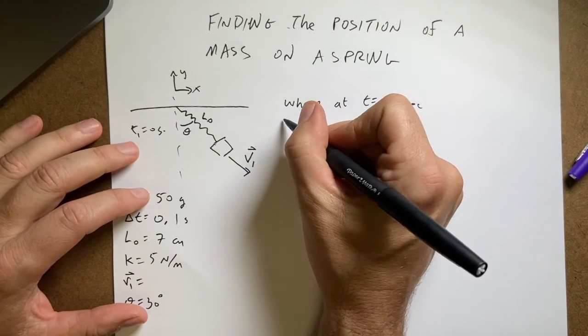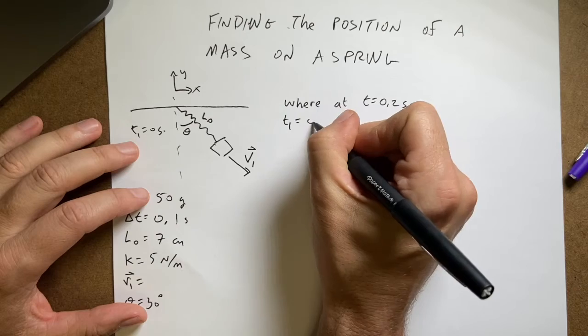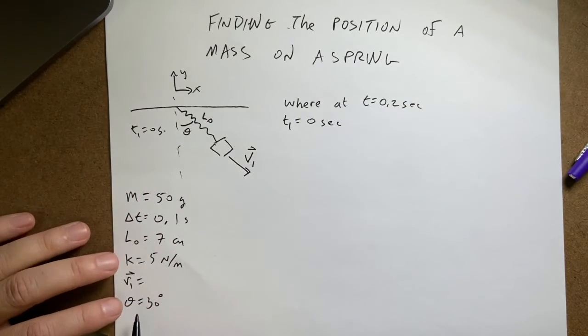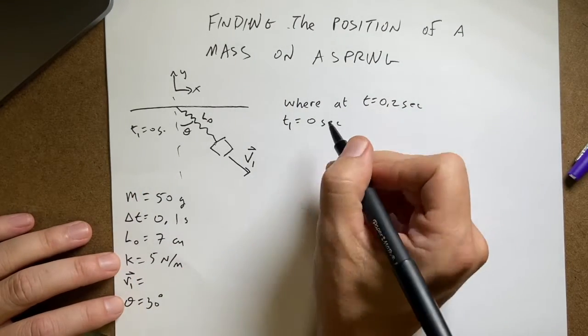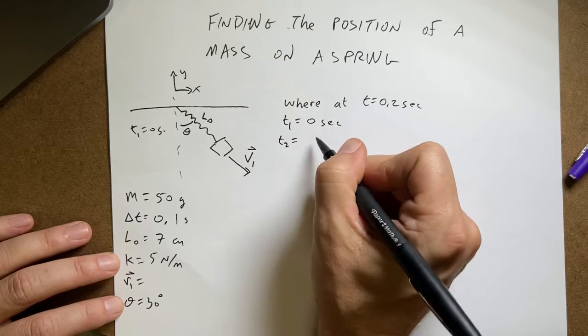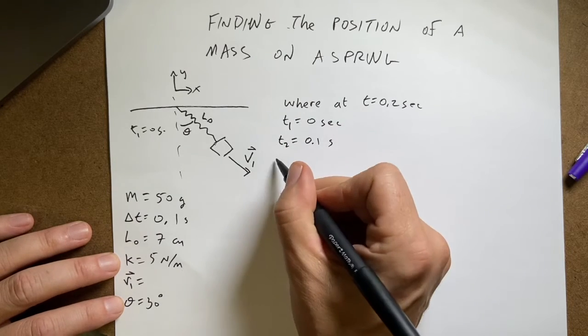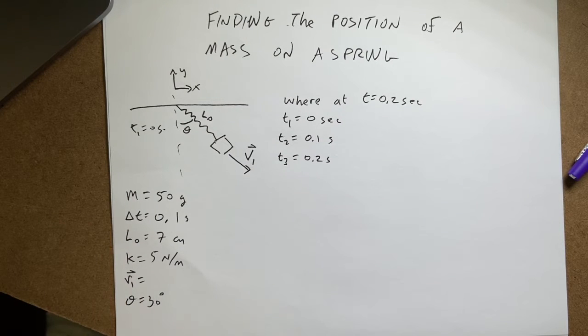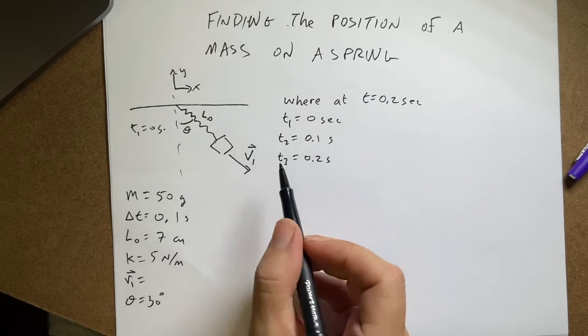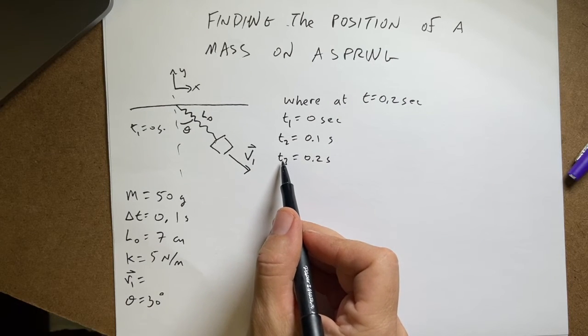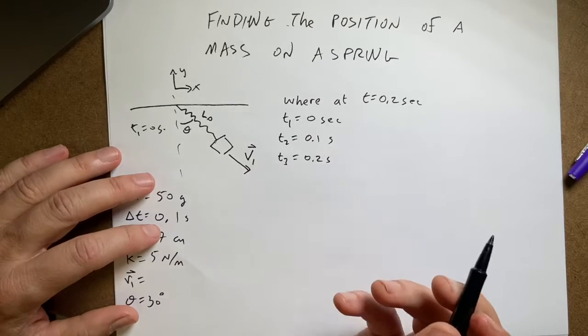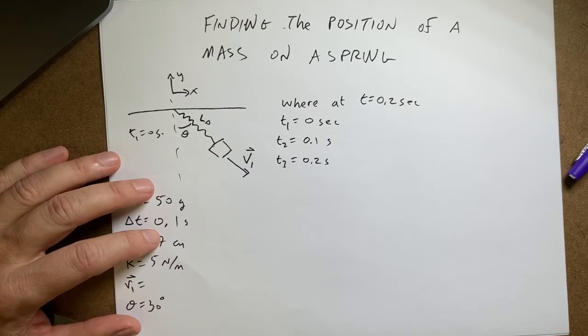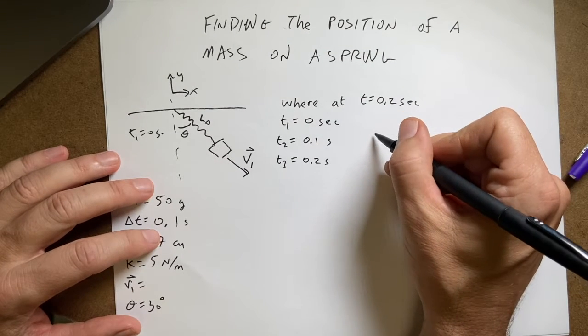So if we think about this, we can call t1 0 seconds, and we want to use a time step of 0.1 seconds. Then t2 is going to be 0.1 seconds, and t3 is 0.2 seconds. I'm going to use some approximations to find out where it is at t equals 0.2 seconds. So let's start with the most important principle, the momentum principle.